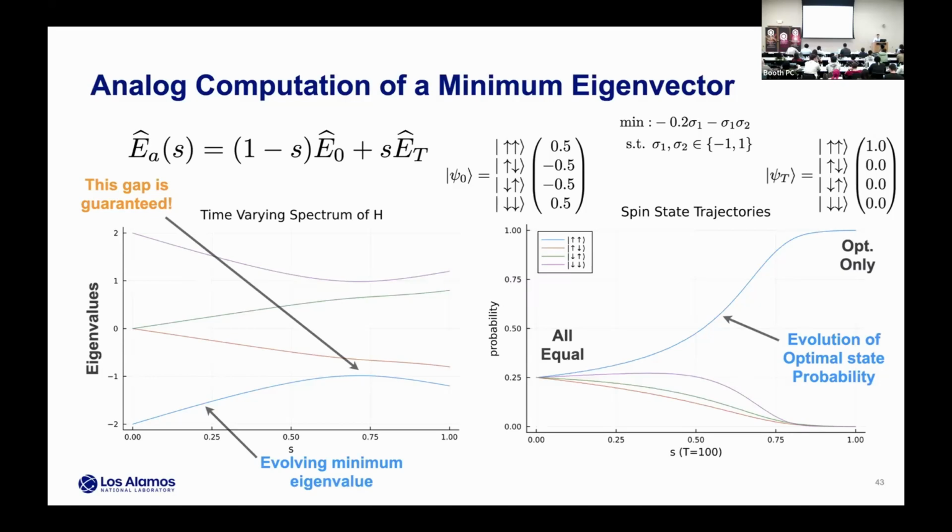The question is, how do you start in the uniform superposition? I have no idea. The vendor made this happen somehow. It's really an experimental physicist question. There's another question back here.